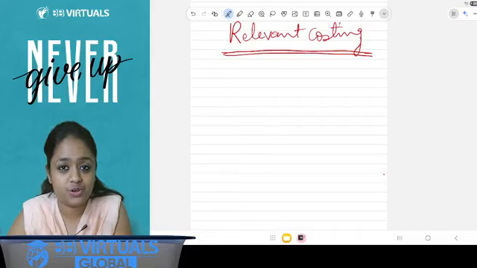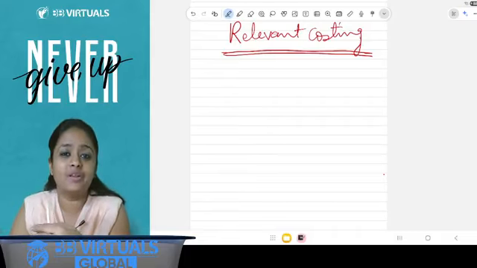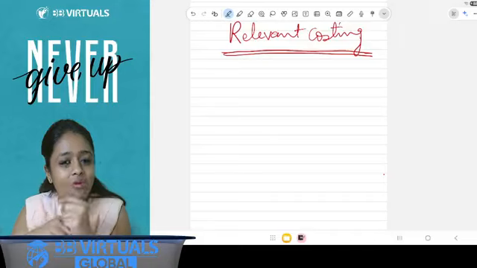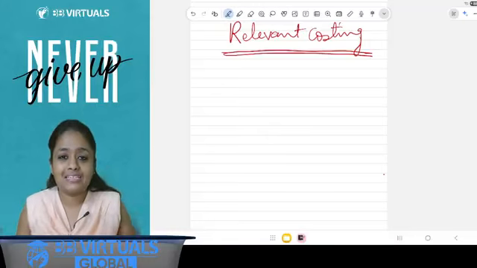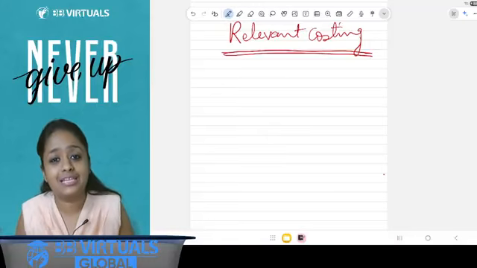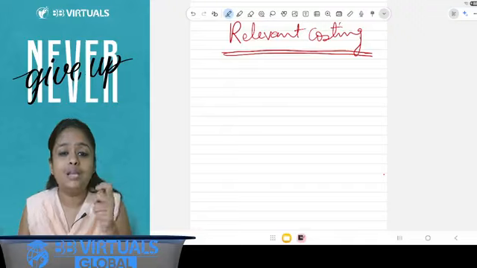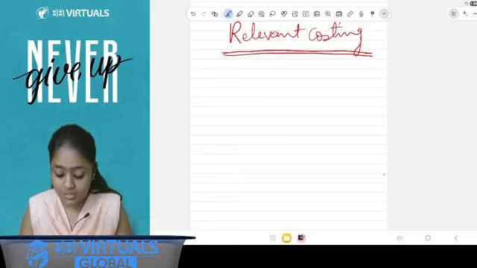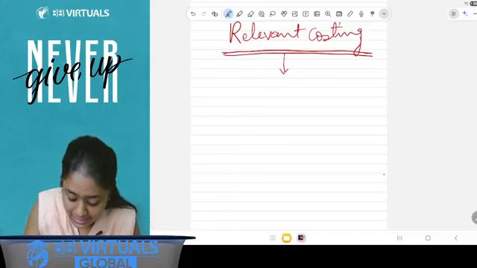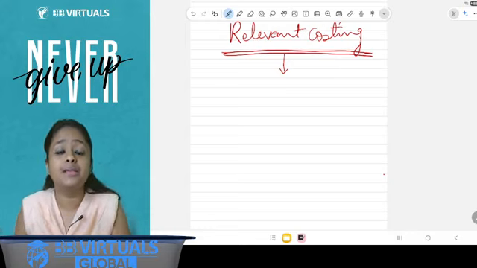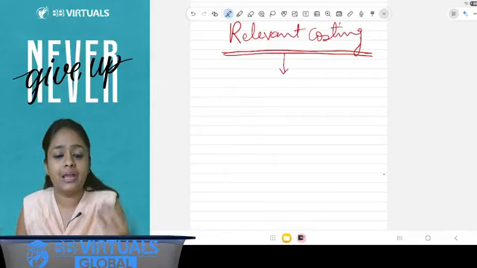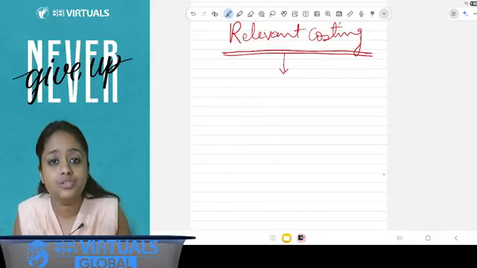Welcome to this session of understanding the relevant costing principles in a quick way in under 30 minutes. Before I take up anything, let's first quickly understand in a crisp way what is relevant costing. Relevant costing is simply about considering the relevant cost. Now you'll say, ma'am, what does it mean? It only means look at the costs that are going to impact your decision making.